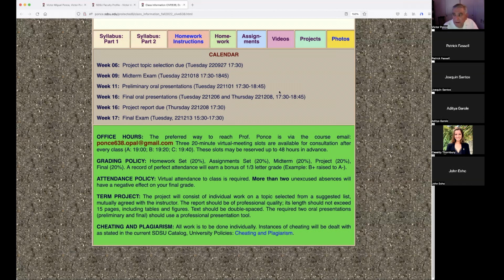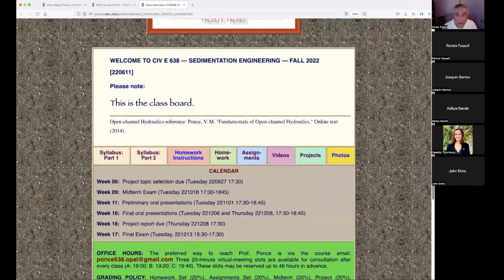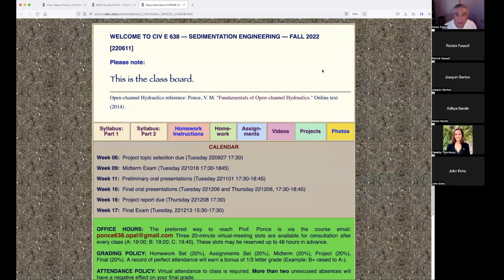This is a virtual class, and it should be stressed that the work is to be done individually, not only for homework, but also for exams. Instances of cheating will be dealt with as stated in the current SDSU catalog, which is there for all of you to look at. Okay, so if there are no questions about this, I would like to proceed at this point. Questions? Okay, so we have the syllabus over here.